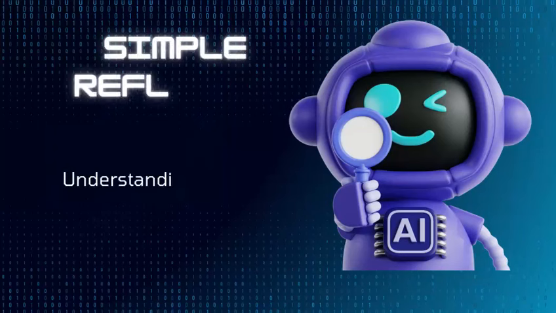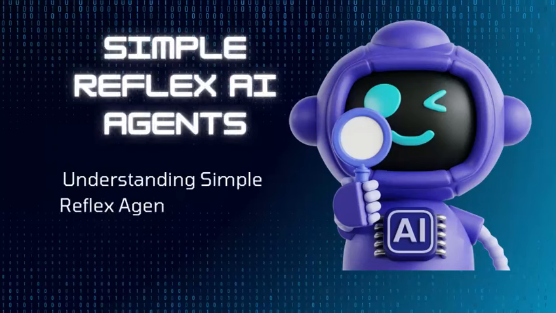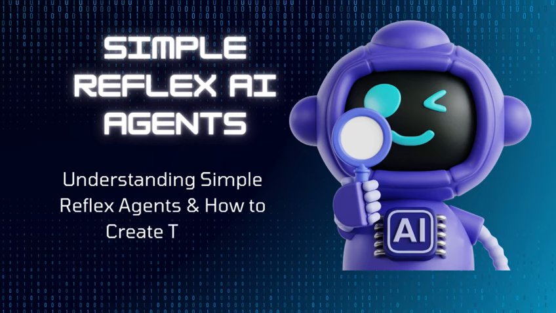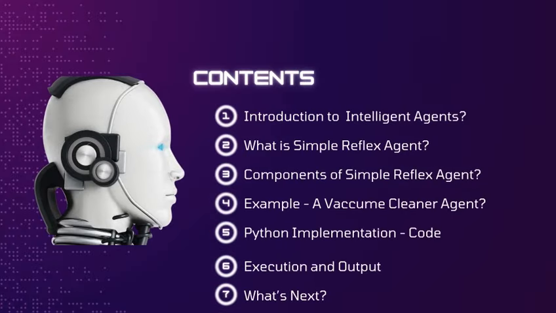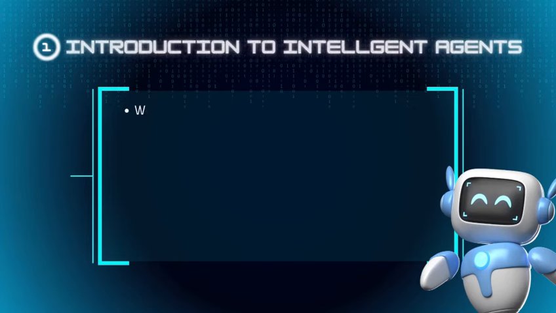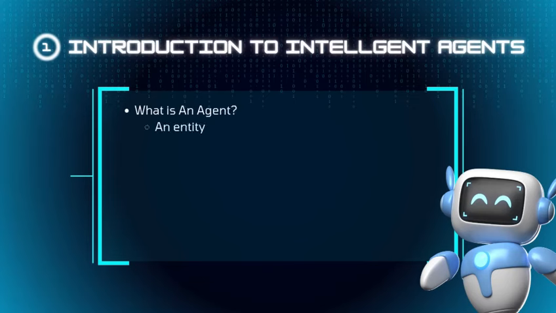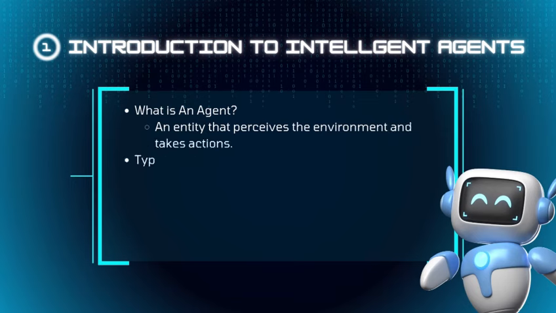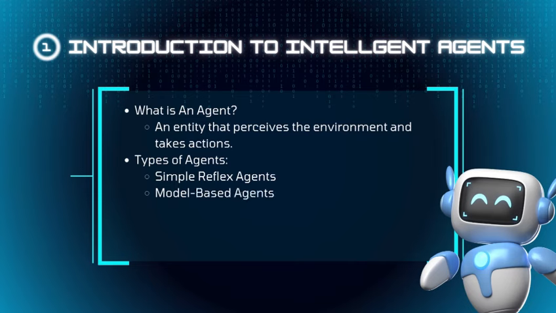Simple Reflex AI Agents. Understanding simple reflex agents and how to create them. Introduction to intelligent agents. What is an agent? An entity that perceives the environment and takes actions. Types of agents: simple reflex agents, model-based agents, goal-based agents, utility-based agents, learning agents.